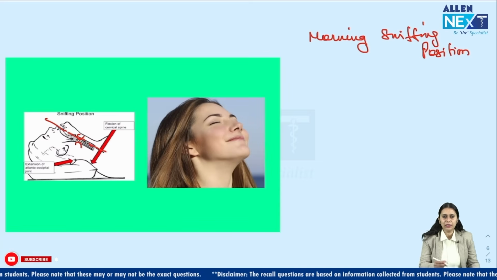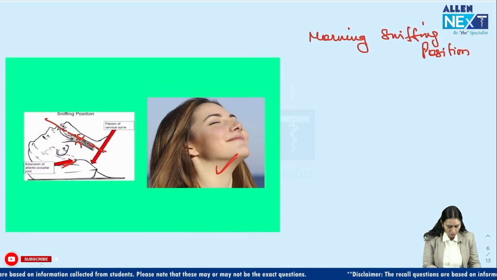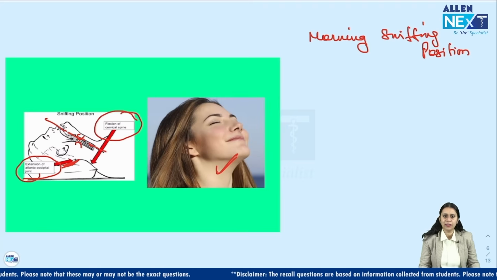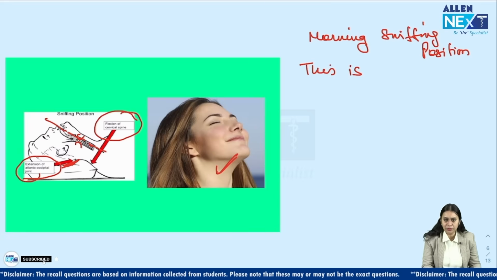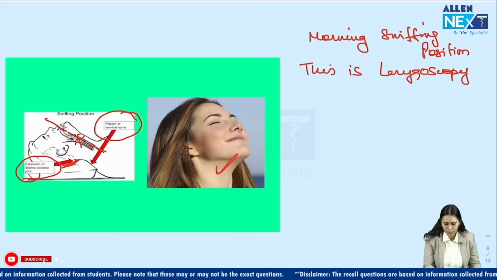As you can see, it is also called morning sniffing position. In this maneuver, there is movement on two joints. Atlanto-occipital joint is extended, and there is flexion of cervical spine. Cervical spine is flexed. Got my point, everyone? So this is intubation. This is laryngoscopy position. Okay, this is laryngoscopy position.